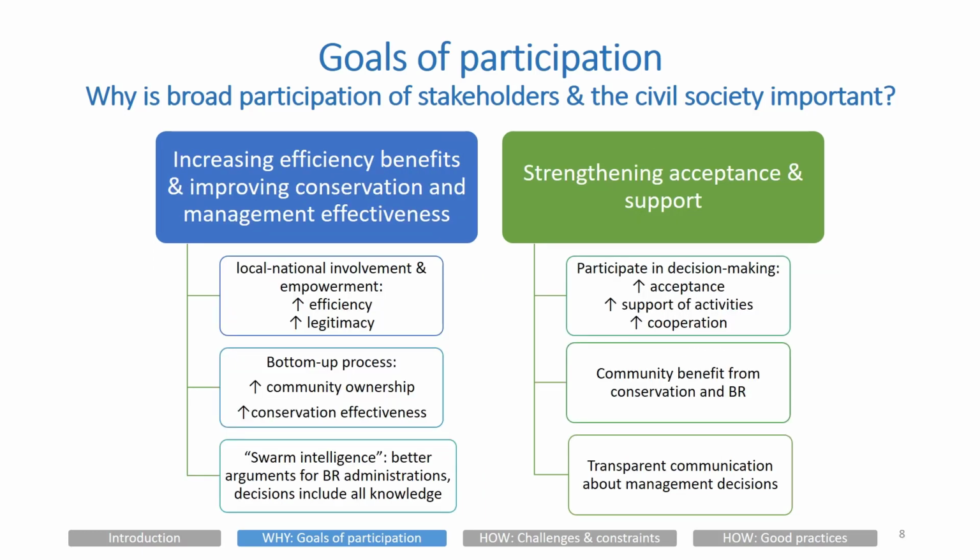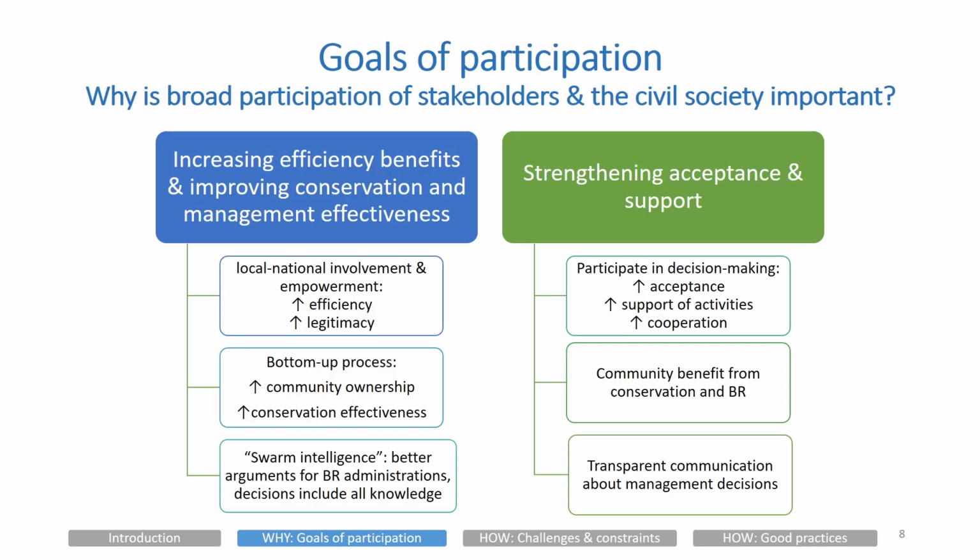From the management perspective, it is even more efficient when stakeholders and community members are involved and empowered along all levels, which means from local to national, especially when it comes to solving critical management problems. It also creates higher legitimacy for the BR. The effectiveness of conservation activities can be increased through bottom-up processes, if communities feel ownership. Also, the expansion of the knowledge range, like a swarm intelligence of all involved inhabitants and stakeholders, provides the BR administration with better arguments, because decisions can be taken based on all available knowledge.